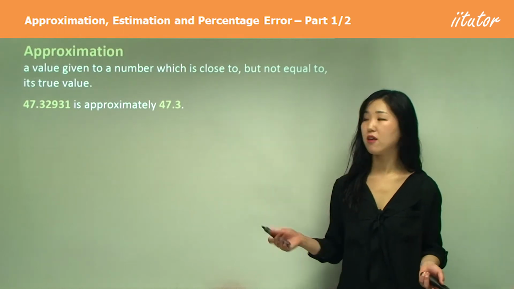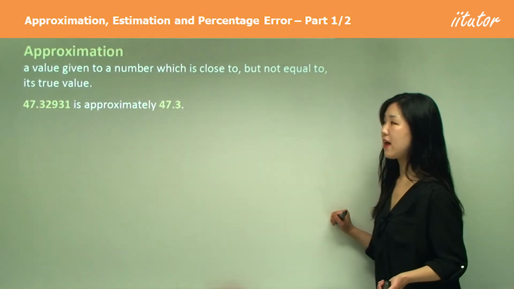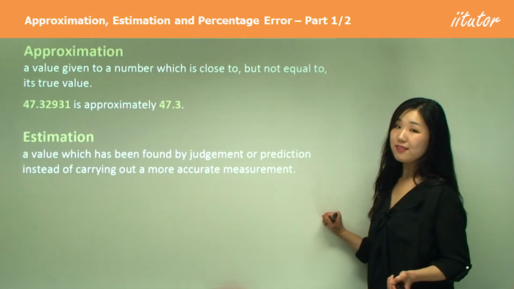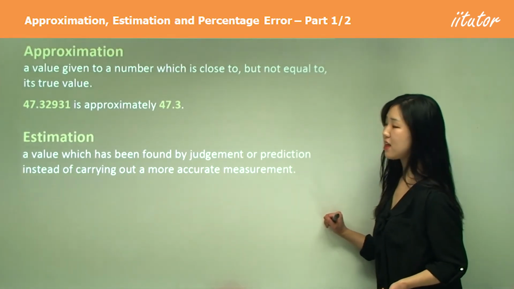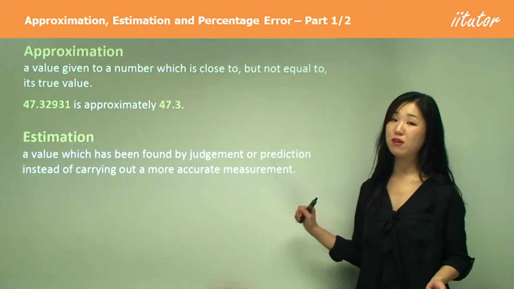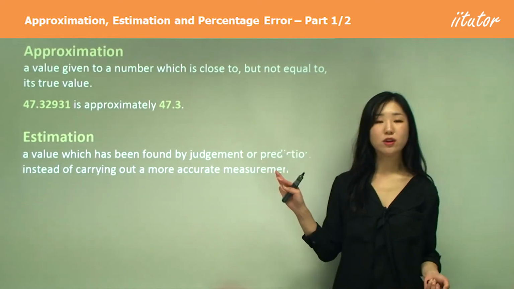Okay, so it doesn't really matter. These two are very much identical, aren't they? Estimation is a value which has been found by judgment or prediction instead of carrying out a more accurate measurement. It's like prediction or a judgment.